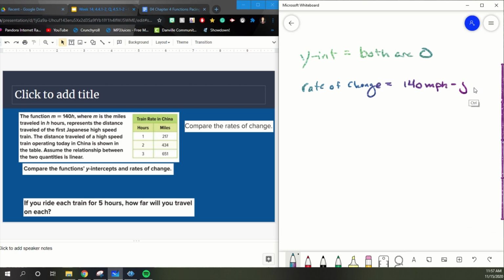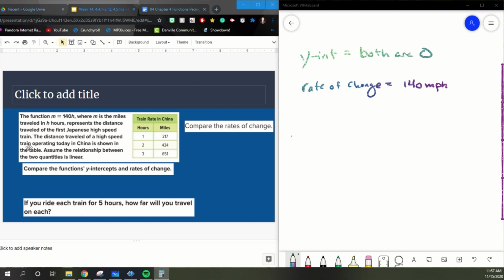That darn graph. So we already have that first function. But now we have this table. So I'm going to have to do 434 minus 217 to try to figure out our constant rate of change.